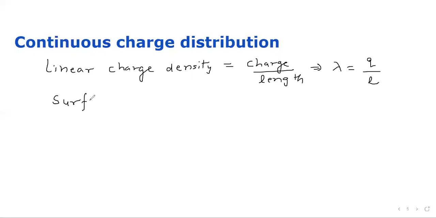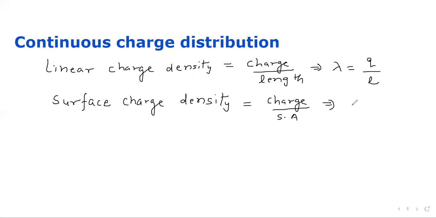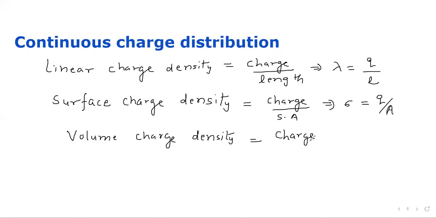Then surface charge density is charge divided by surface area. It is denoted as sigma, which is Q divided by area. Then volume charge density will be charge divided by volume, written as rho equals Q divided by volume.